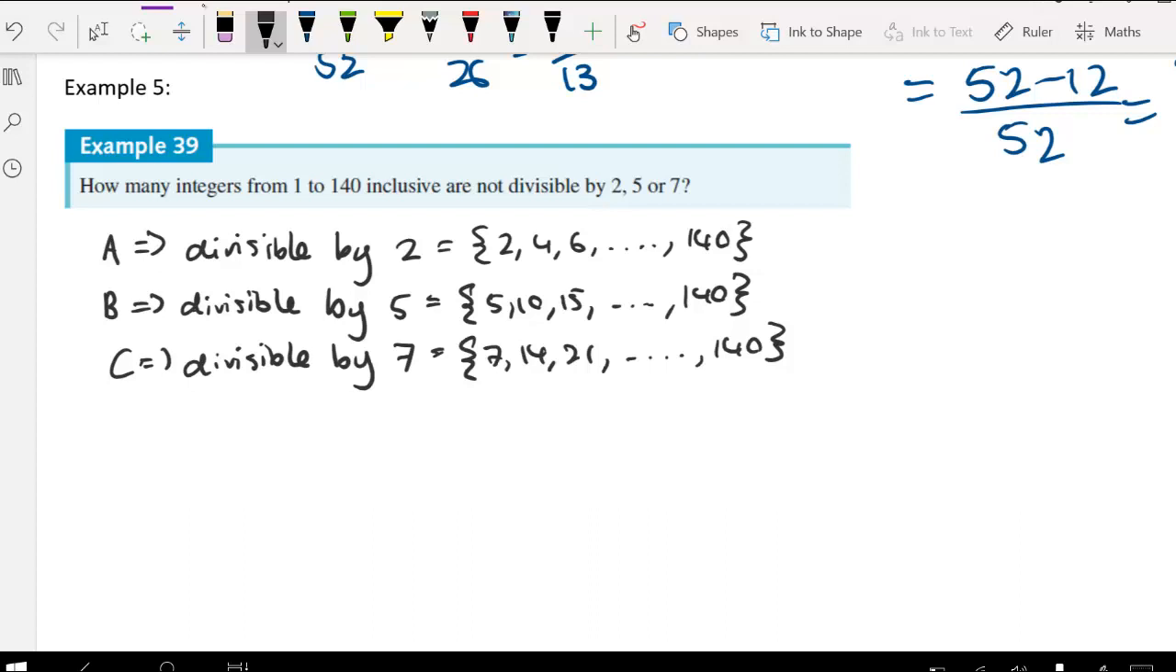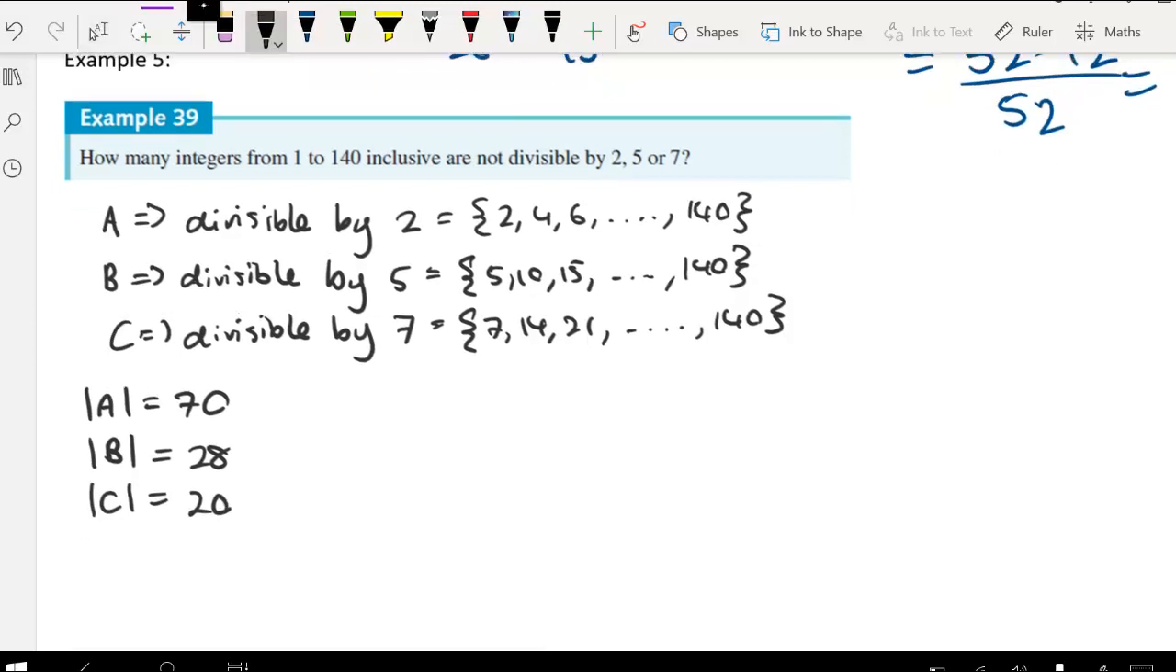Okay, so we need to think about the cardinality of A. How many values are there? So every second value in 140 means there's 70 values. Cardinality of B, so there's 2 per 10, so that means there's 28. And cardinality of C, there's 2 lots of 10, which is 20.